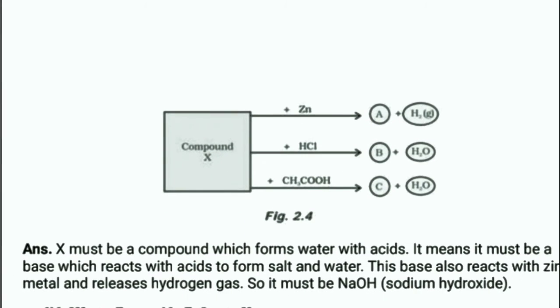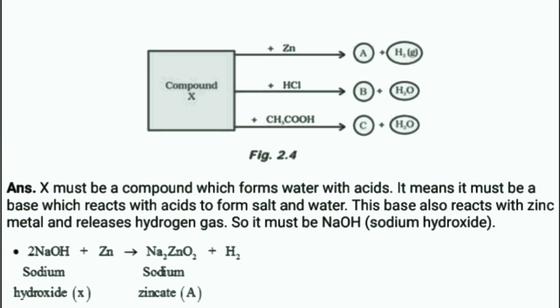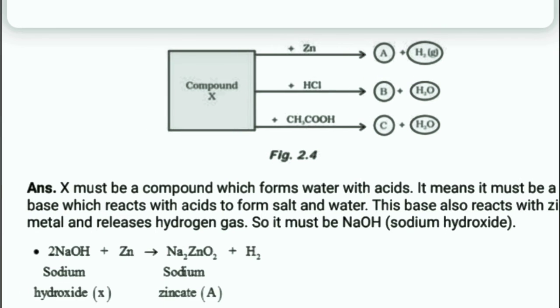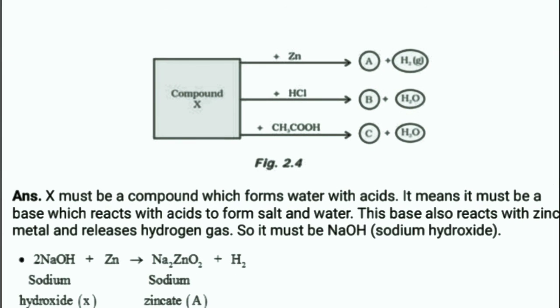Identify the compound X on the basis of the reactions given below. Also write the name and chemical formula of A, B and C. X must be the compound which forms water with acid. It means it must be a base which reacts with acid to form salt and water. The base also reacts with zinc metal and releases hydrogen gas. So it must be NaOH, sodium hydroxide.